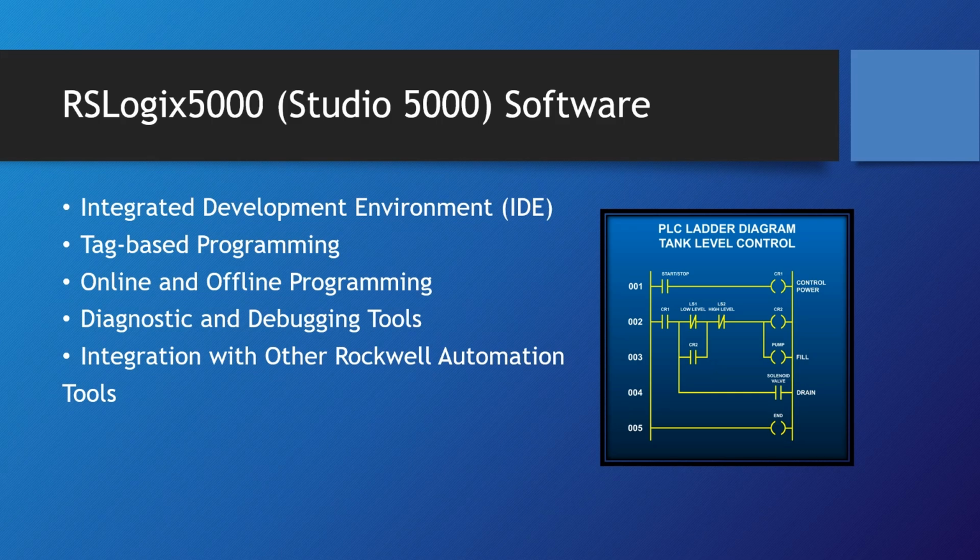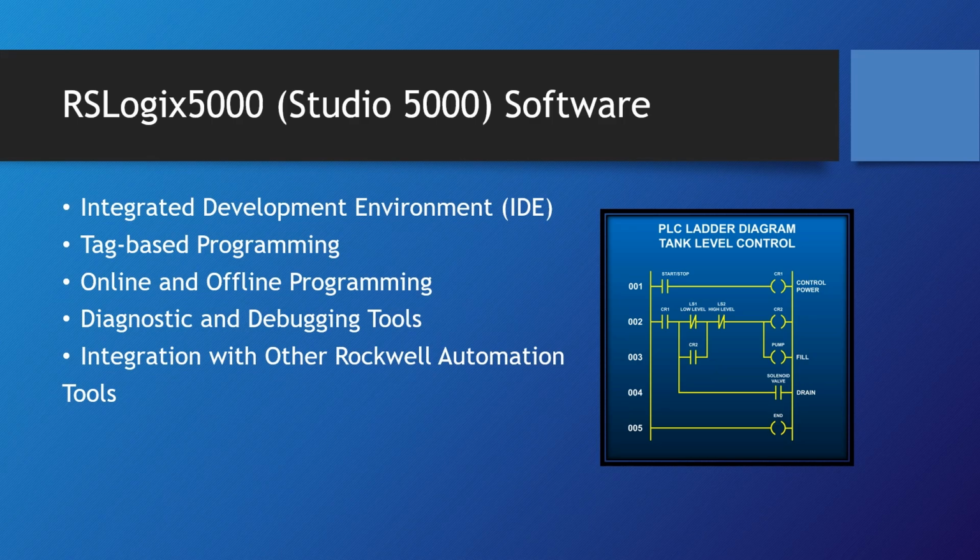Tag-based programming. RSLogix 5000 adopts a tag-based programming approach, allowing users to define and manage variables, tags, within the application. Tags represent input-output signals, memory locations, and other data used in the control program. The tag-based system simplifies program organization, enhances readability, and enables effective program reuse.